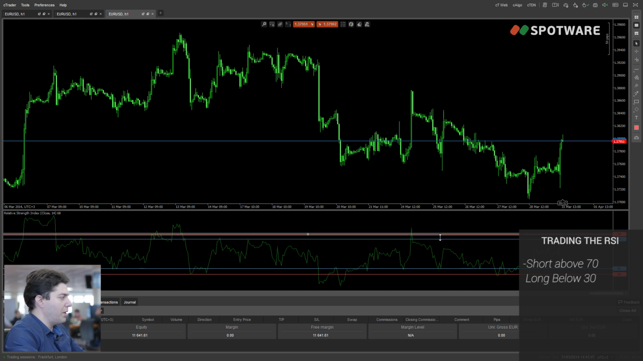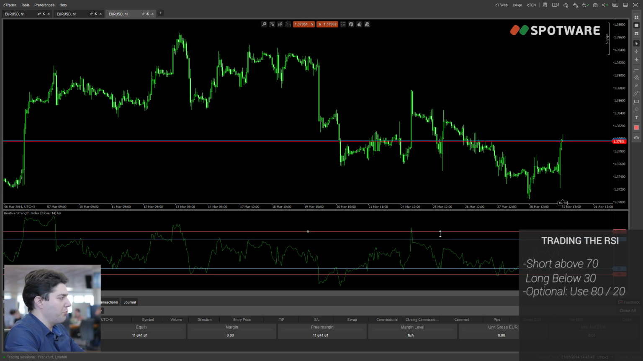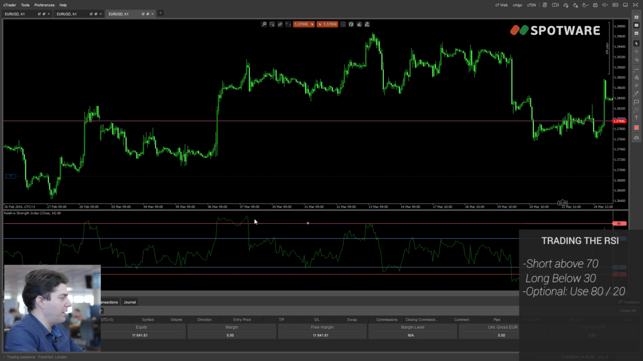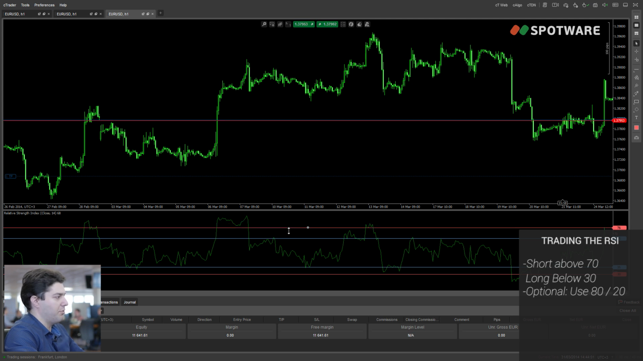You can, if you want, use your own levels. You can use 80 and 20. So for example, use 80 here to get an even better price. But this is up to you. On ranges, you will get your level 80 on trends.